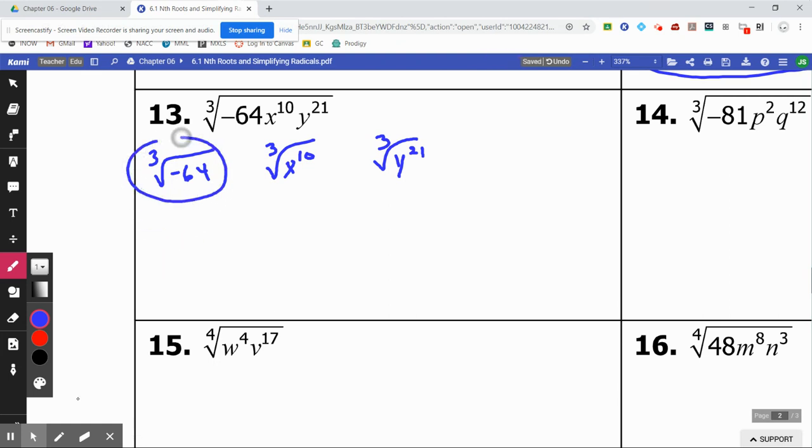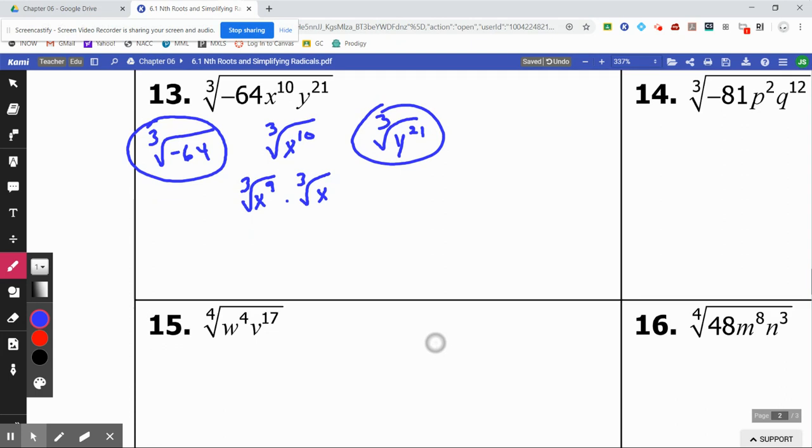We know that cube root. Cube root of x to the 10th, let's split it. It must be a multiple of 3, so the largest number that's a multiple of 3 smaller than 10 would be 9. So let's split it into the cube root of x to the 9th and x. And then we actually know this cube root because it's a multiple of 3 as well.